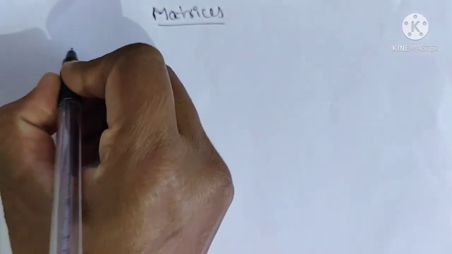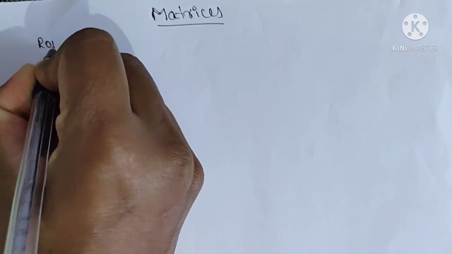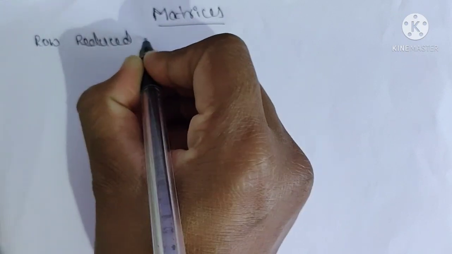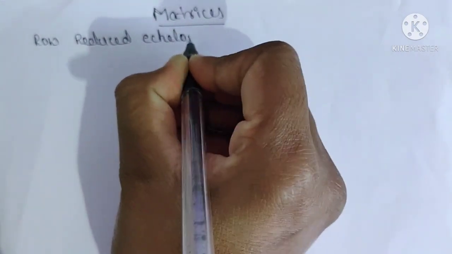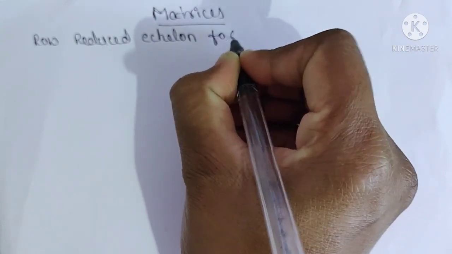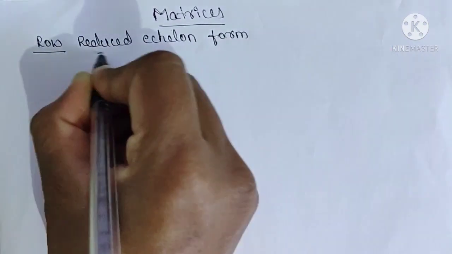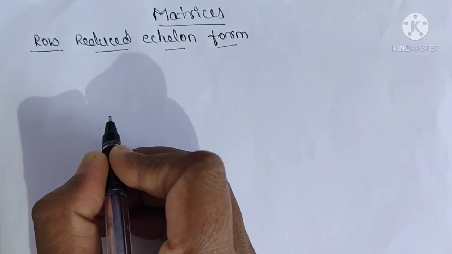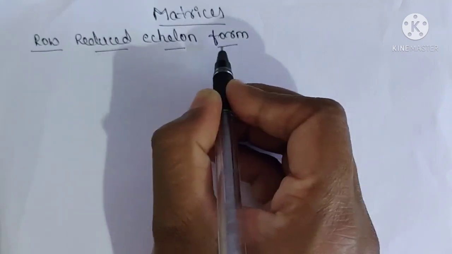Hi students, today's session I'm going to be explaining one of the important concepts of matrices, that is row reduced echelon form. For exam point of view, this is one of the most important concepts. Okay, see, row reduced echelon form.